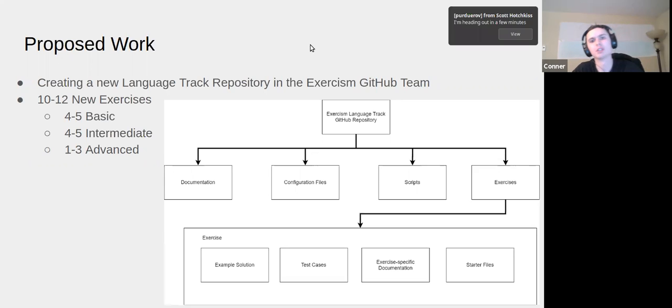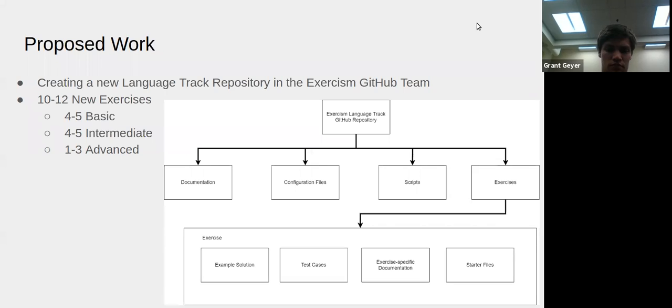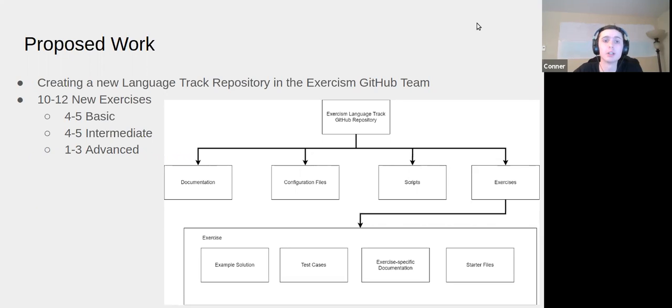The documentation consists of documentation for both users and contributors. User documentation would mainly be instructions for how to install certain libraries or install certain tools, while documentation for the contributors would basically be explaining how to contribute to the repository. There's also configuration files and scripts, which we won't spend too much time on. Most of our emphasis will be on researching and creating exercises.